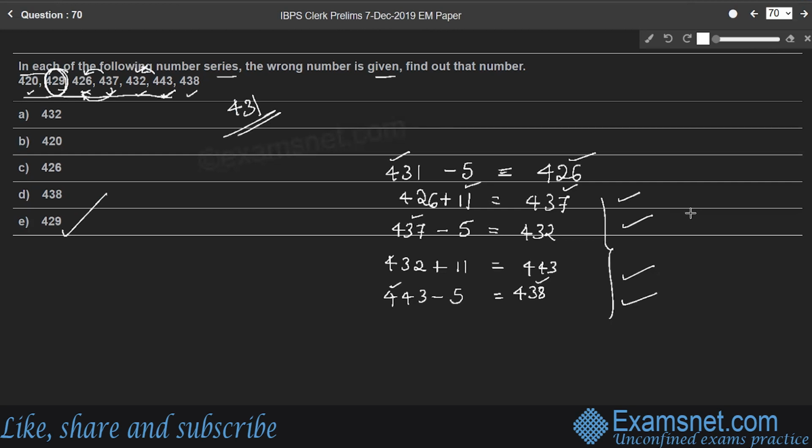You can verify one more number here, which is 420. The first number is 420 and the second number is 431. So 11 must be added so that the condition will be satisfied. So here 11 is added alternately and 5 is subtracted from alternate numbers. Therefore, the odd number, or the wrong number, is 429.